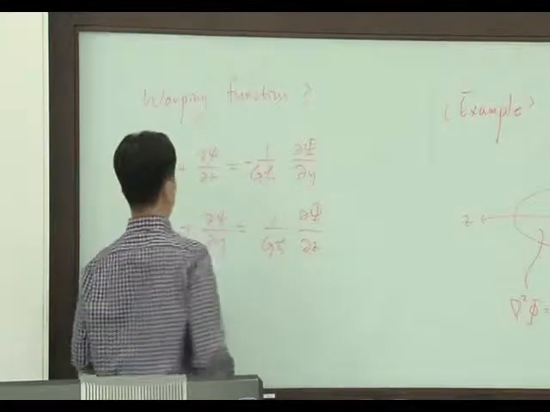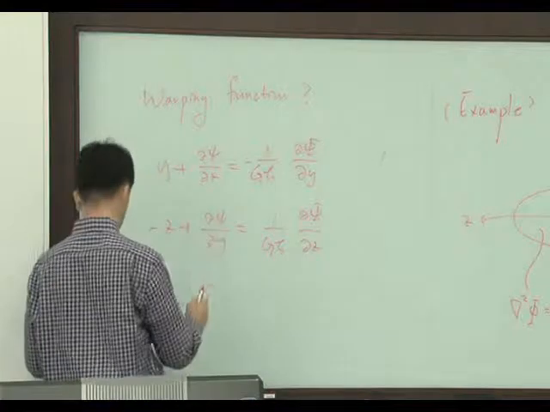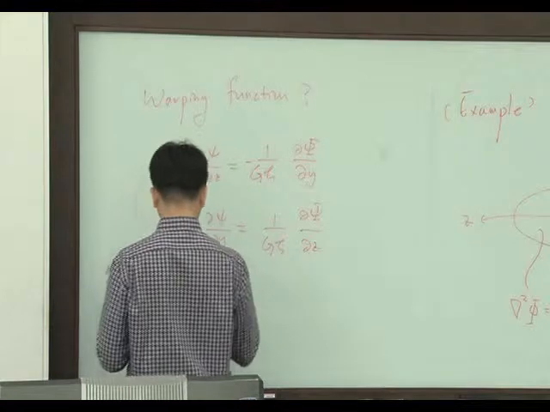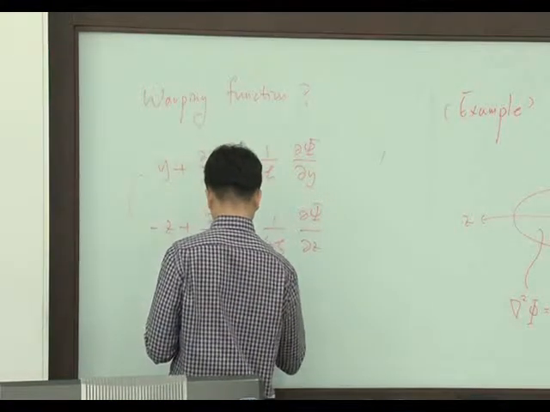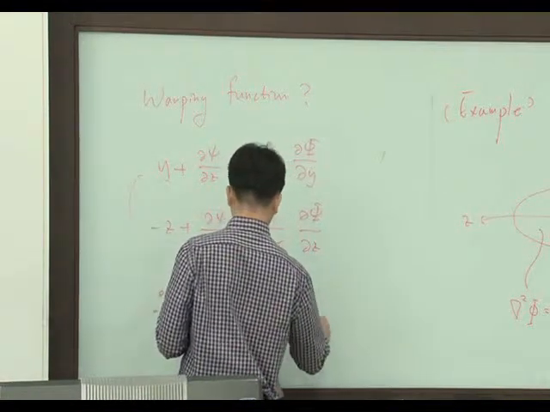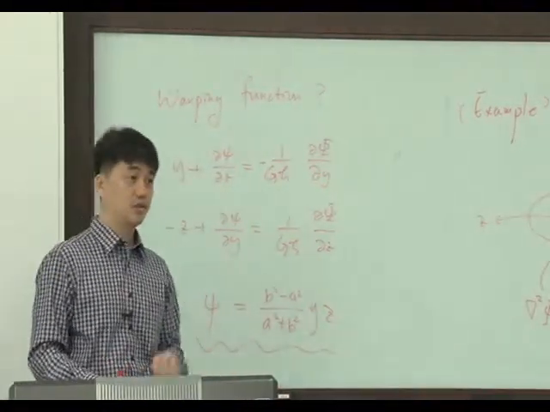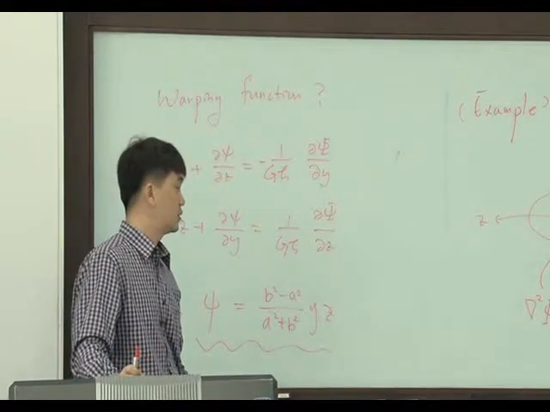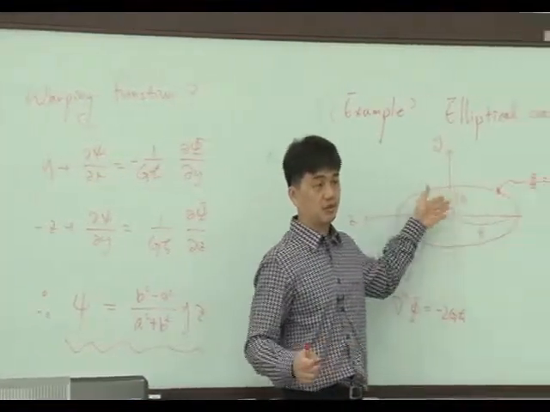This is the relation between the warping function and the stress function. If we use this equation, we can finally find the warping function: a square plus b square minus a square yg. This is the warping function. The warping function gives us the distribution of the displacement out of the cross section.